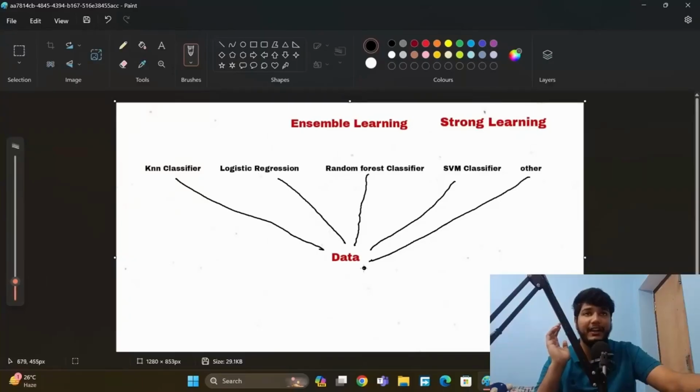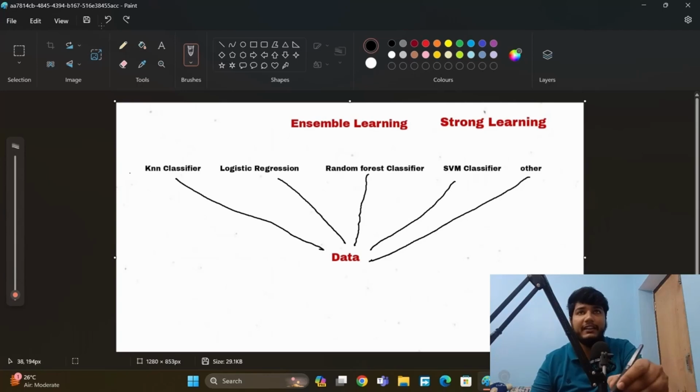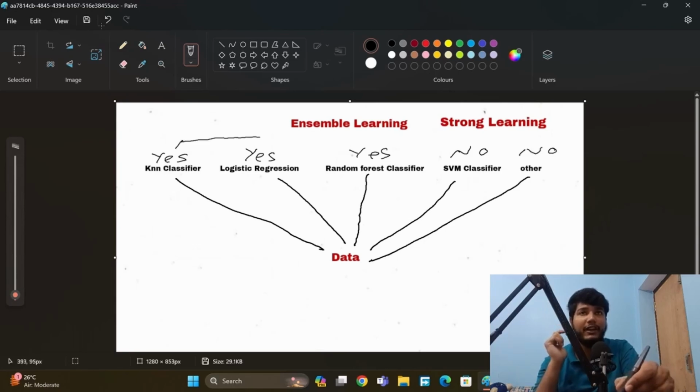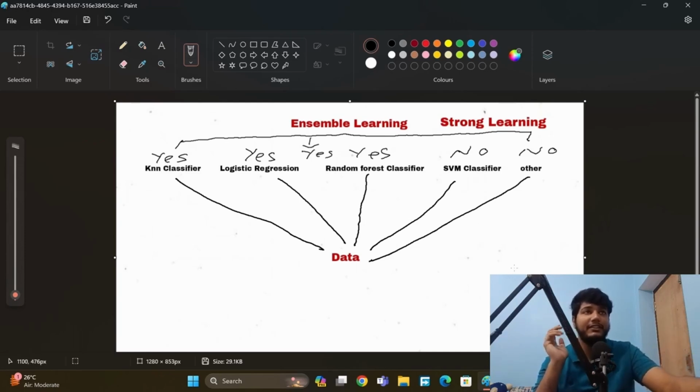Here we have the same data. So for example, KNN gives us yes, okay? This gives yes, this gives yes, and this gives no, this gives no, okay? So the most common decision here is yes. So here we will combine all of this, and we will look at the most common decision. The most common decision here is yes. So we will go with yes. So this is the most accurate one. So that's why we use Ensemble learning. This is strong learning, okay?